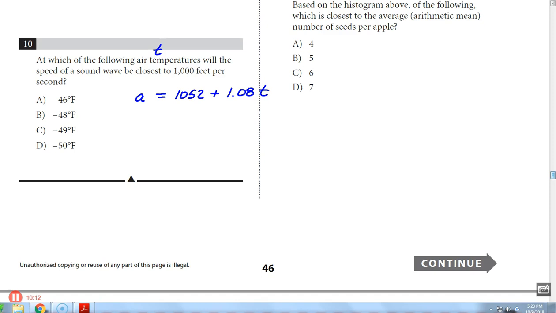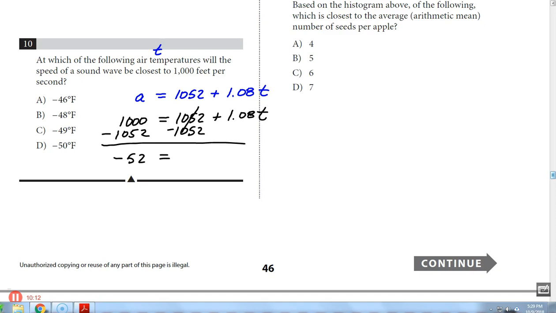So one way I could do it is I could set this up and say, okay, I want A to be 1,000, and 1052 doesn't change. And now I'm basically trying to figure out what t will give me an answer of 1,000. So I kind of do the same thing as before. I could have actually just used the formula up above, which would have been really nice. But let's go ahead and just do this. I'm going to minus 1052 from both sides. And that's going to give me negative 52 equals 1.08 t. Last move, divide by 1.08 and divide by 1.08.